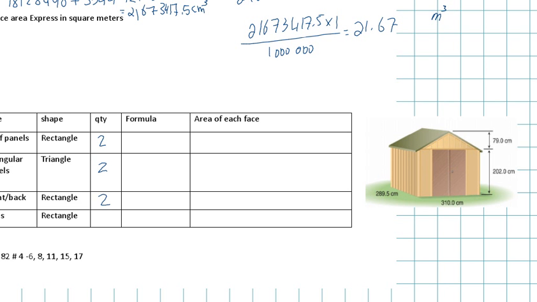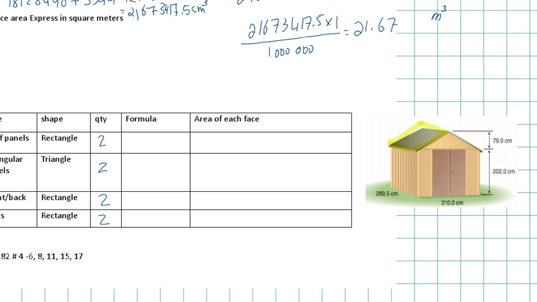So, if I'm looking at the roof panel and I have two rectangles, the rectangles are this one and then the other side, right? Okay. And the area of a rectangle is what? Length times width. Do I know the length and the width? I know the length, which is 289.5. And the width is half the length at the bottom.